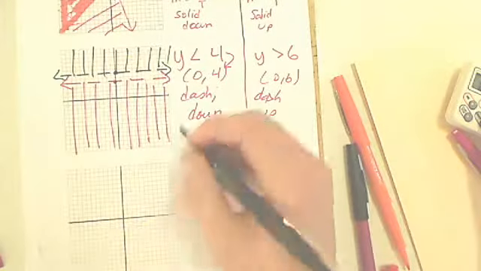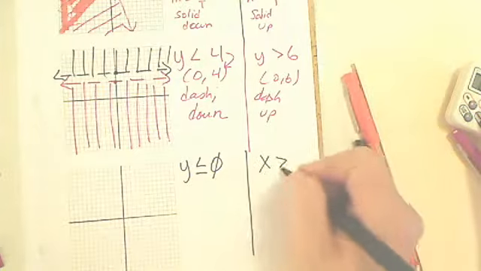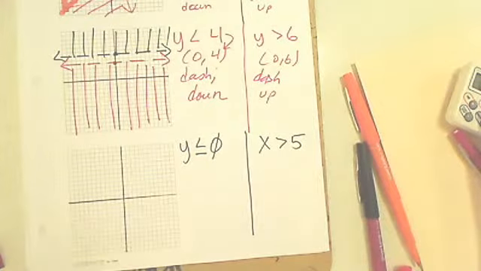There was a solution, the shaded area. This next one here will look like it doesn't have a solution, but it does. Y is less than or equal to 0. X is greater than 5.